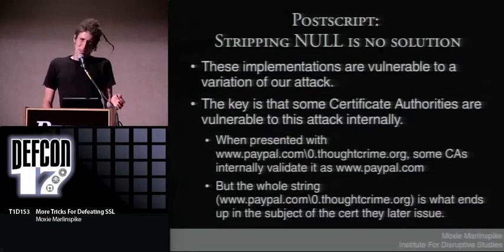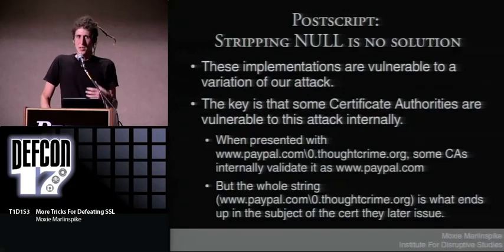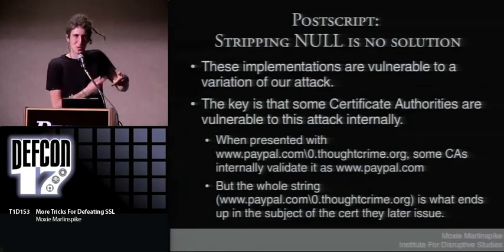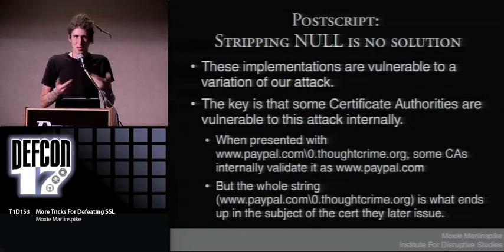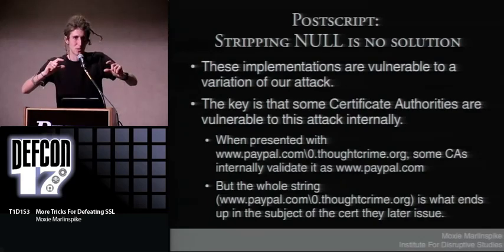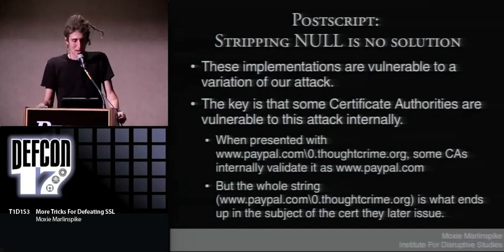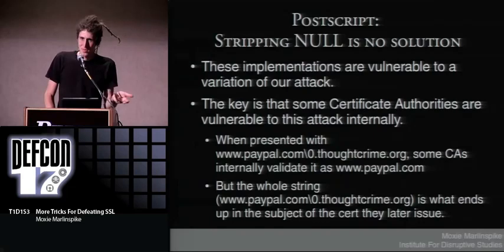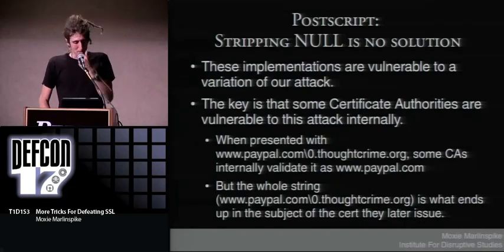The weird thing is that some certificate authorities are vulnerable to this internally, right? So if you submit a CSR for paypal.com null character.thoughtcrime.org, the certificate authority itself trips over the null character and tries to validate the cert against paypal.com. So it thinks that you're paypal.com. But the interesting thing is that when you actually get the cert back, it gives you the entire thing that was originally in the subject, right? So the problem is that we're not PayPal, so we would not be able to get a cert that way. But you can do other things, right?